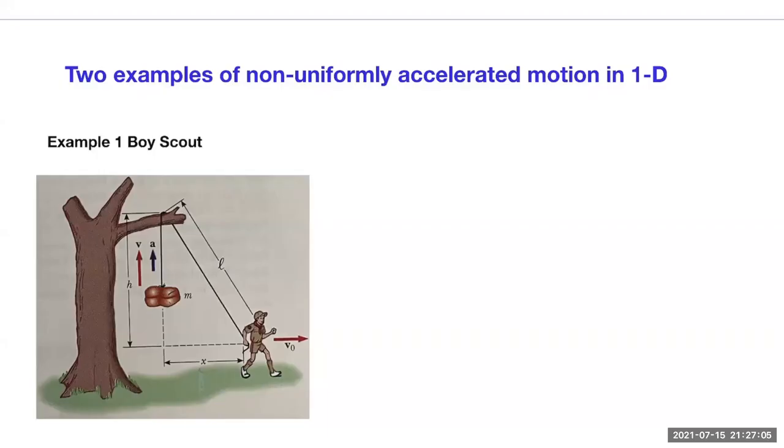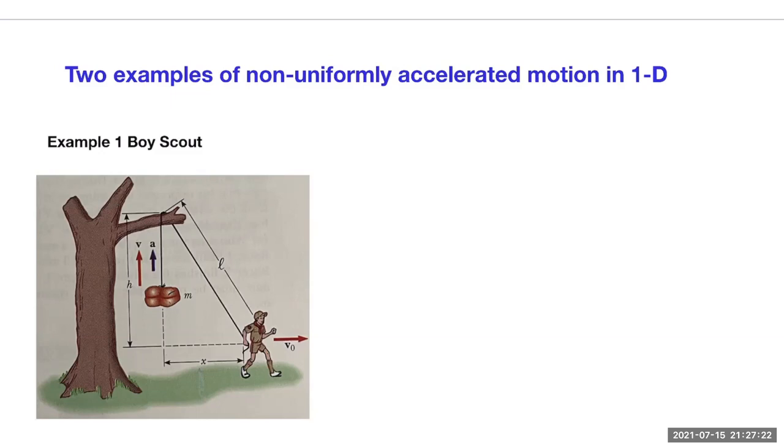All right, even though we've been focusing on uniformly accelerated motion, we know not all motions have uniform acceleration. So here we can take a look at a couple of interesting examples when the acceleration is not quite uniform. The first example is from the textbook.